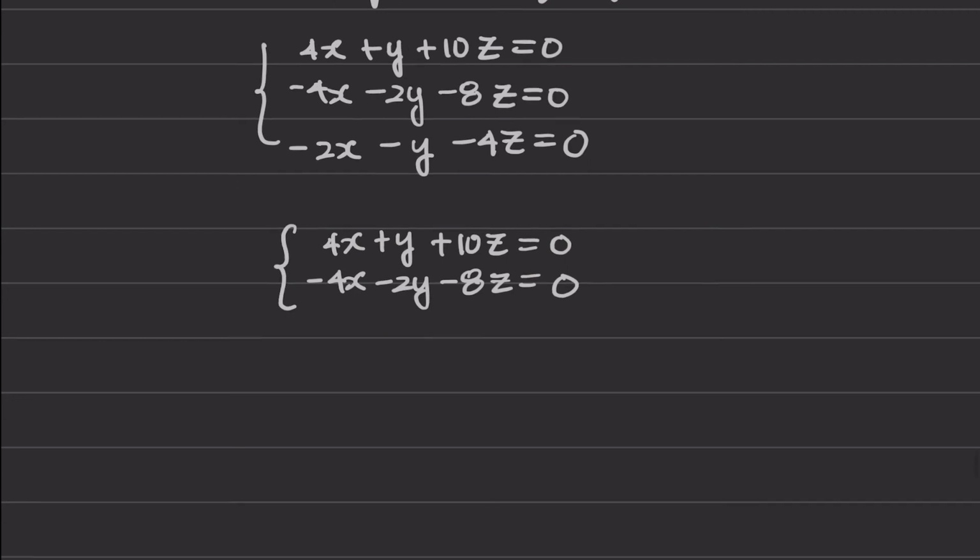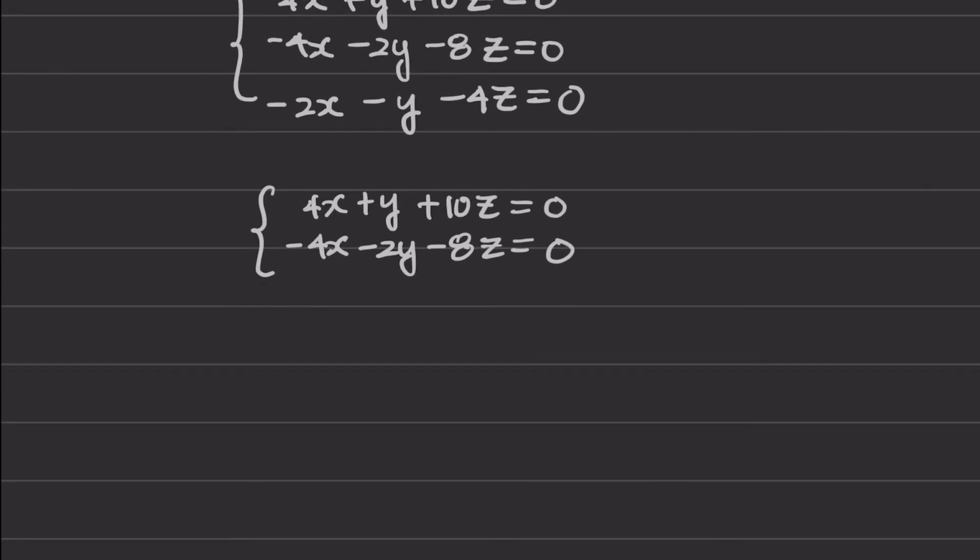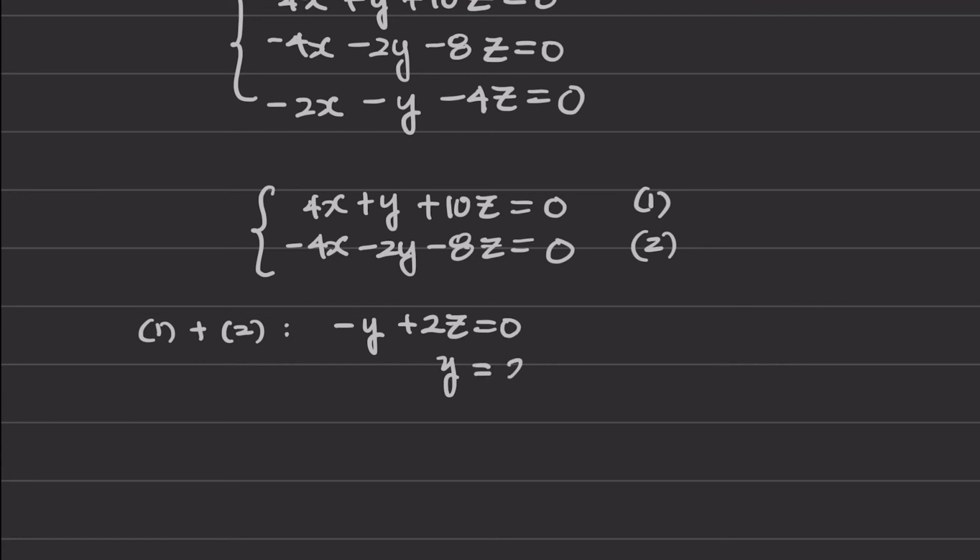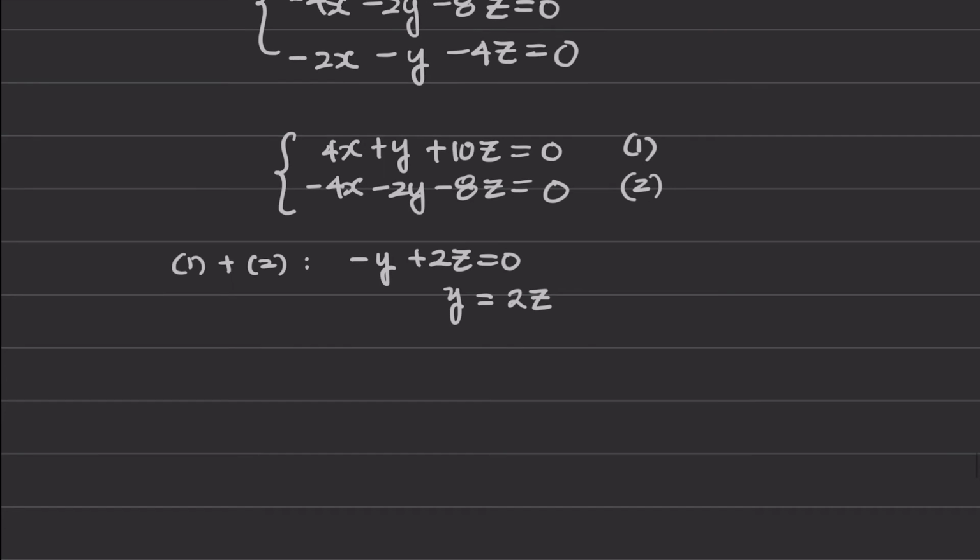Okay, so isolve na lang natin, sige, paano ba to? Solve natin in terms of z lahat, okay? So pag inadd mo yung 1 and 2, ang lalabas negative y plus 2z equal to 0. So y is equal to 2z, no? So yung y mo in terms of z na.